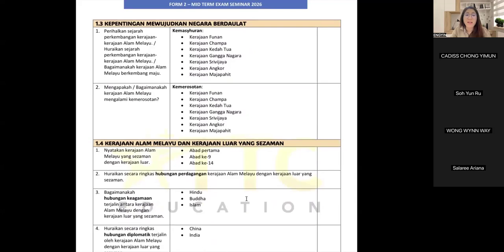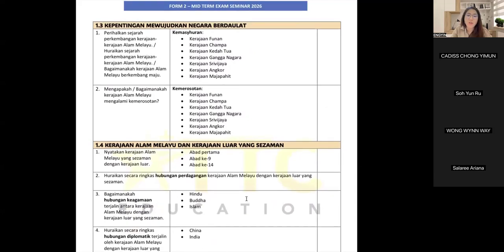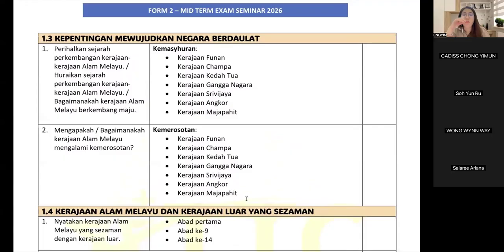Okay, good. Then let's go to 1.3. 1.3 is the part that a lot of people spend a lot of time memorizing. First of all, I'm so sorry, the title of 1.3 here is wrong. Can you guys help me slash it off and then write down the correct answer? Kerajaan Alam Melayu yang masyhur.